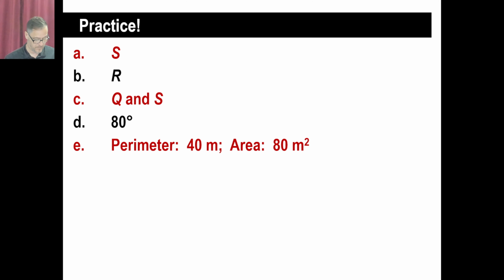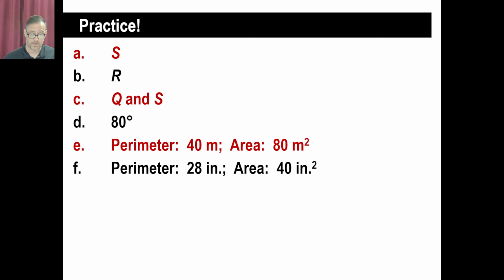All right, try F. Perimeter will be 28. Area is going to be 40. All right, try G. Okay, that'll be 8.